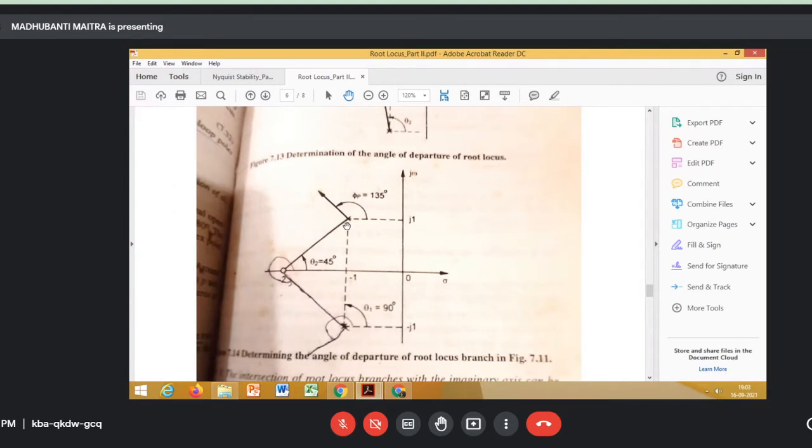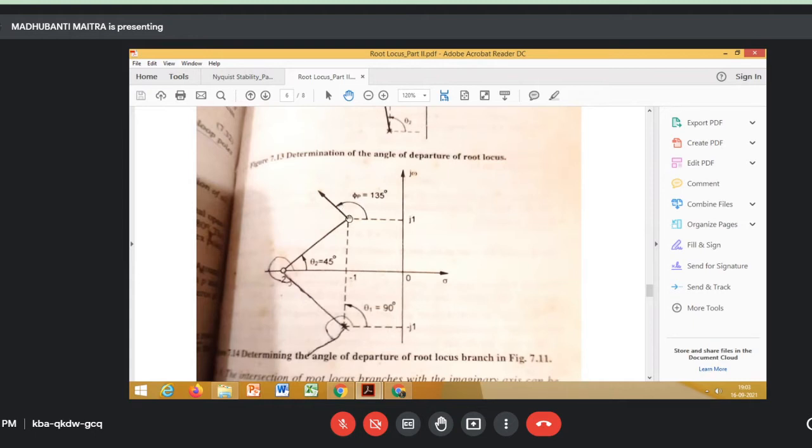180 degree for the pole and 90 degree for the zero. I don't get you. What will be the angle of departure? Ma'am, it will be plus 135 degree. Plus 135 degree. Have you calculated the value? Yes, ma'am. Right. So you can see the angle is plus 135 degree.